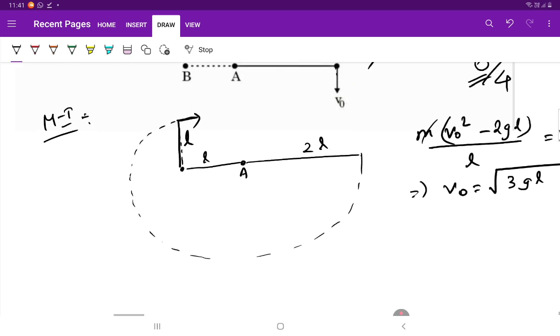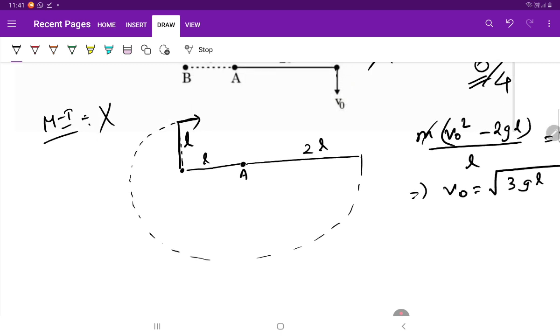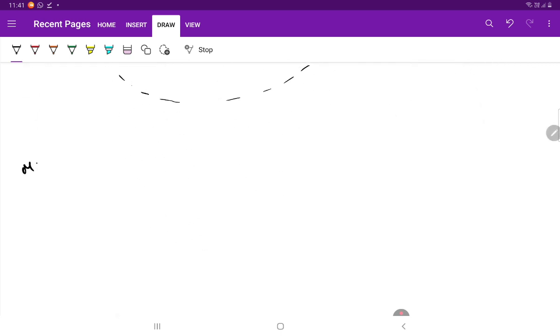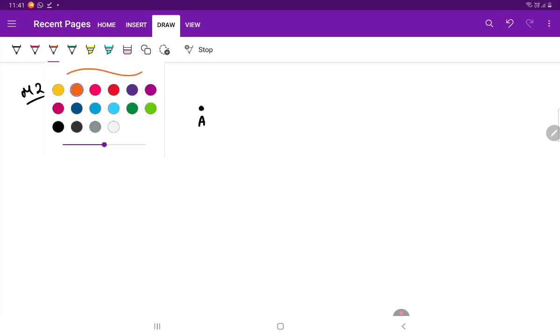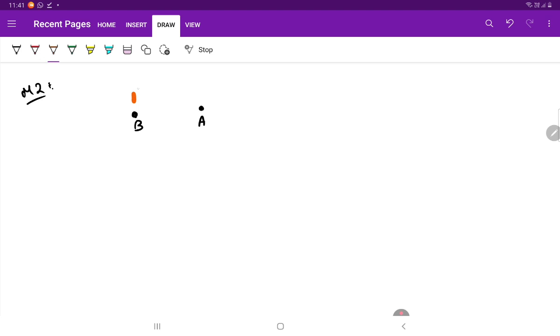So now discussing the correct method. Method 1 is wrong. Method 2, that is correct. I'm making a fresh diagram. This is point A, this is point B at a distance L from point A. This is L.